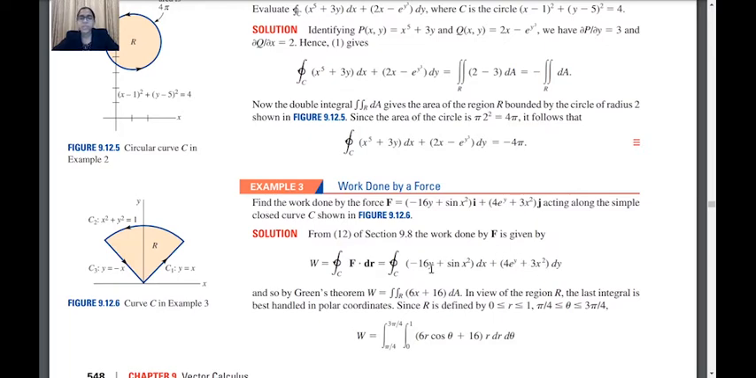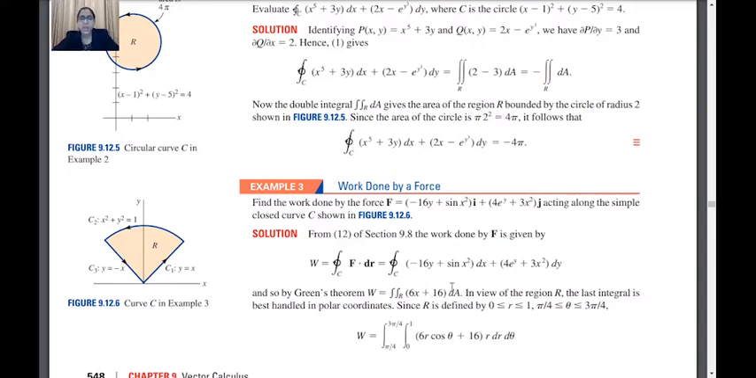So what will be dP/dy? It will be minus 16. And what will be dQ/dx? It is 6x. So by Green's theorem, this line integral, that is the work done, will become the double integral over R of (6x plus 16) dA.